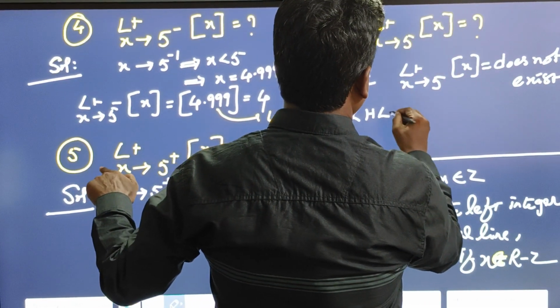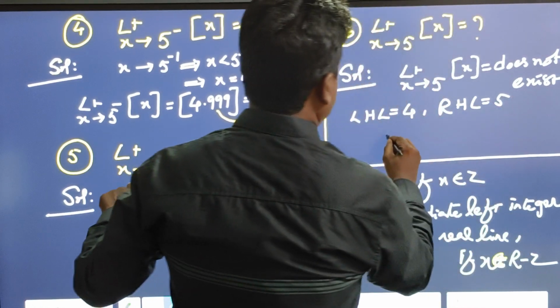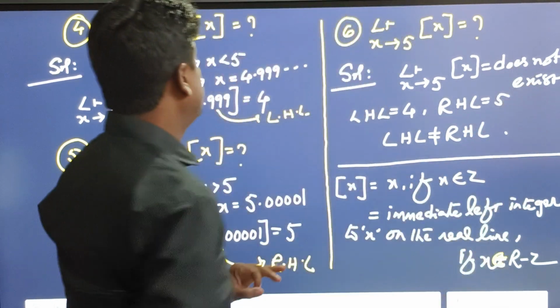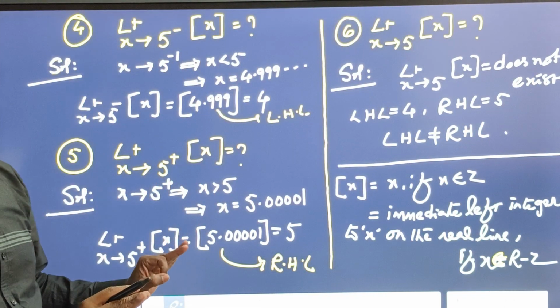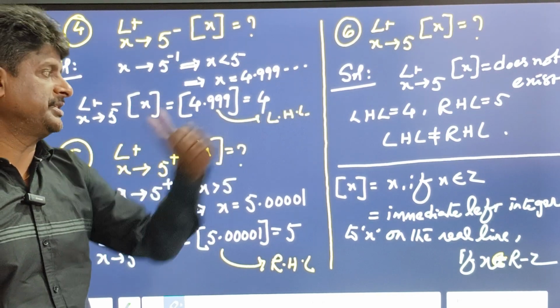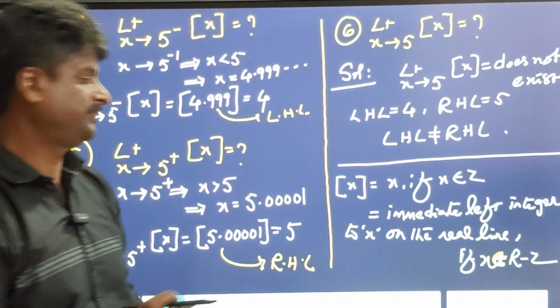Since LHL equals 4, RHL equals 5, LHL not equal to RHL. So this is the clear picture about the step function at an integer point. Limit of a step function at an integer point.